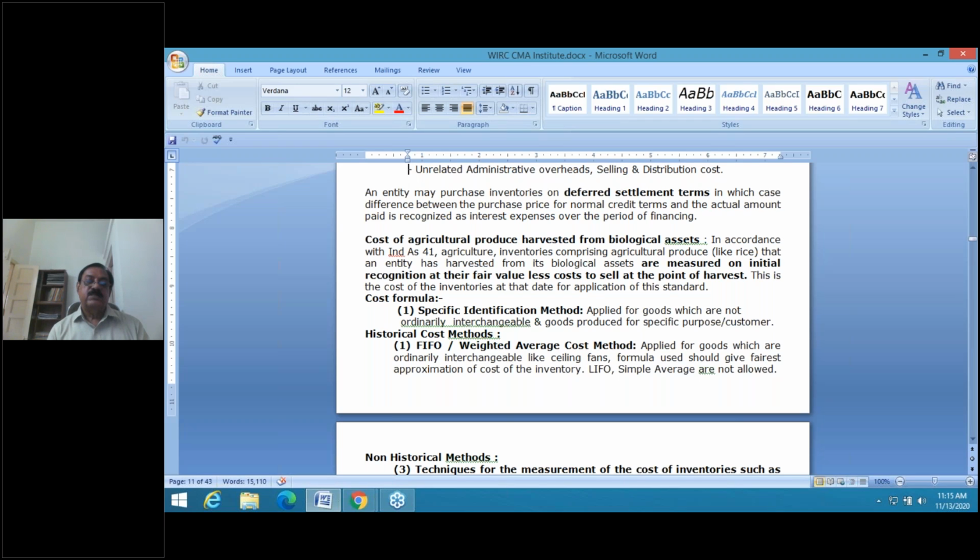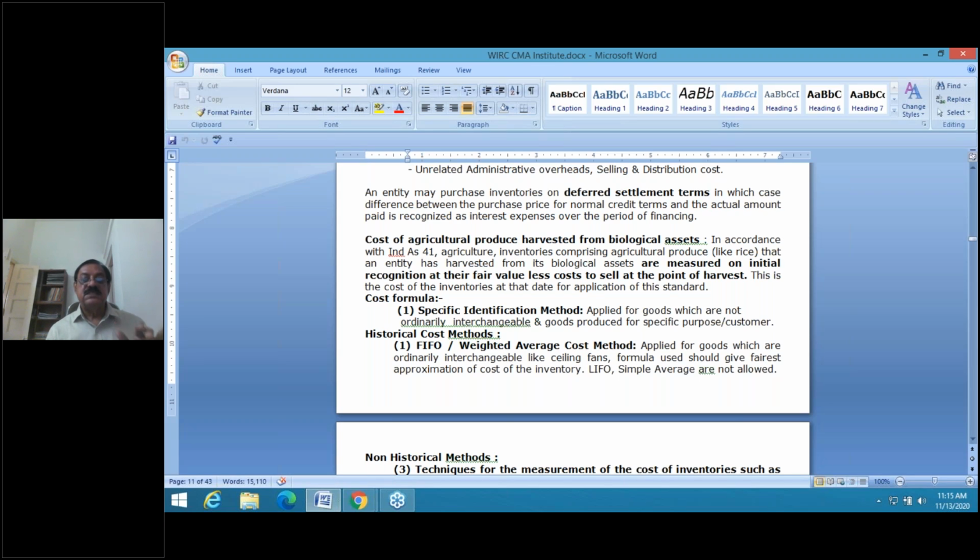Now, cost of agriculture produce harvested from biological assets. So we have seen they are to be shown as fair value less cost to sell, because cost cannot be determined. So the measurement part of this is not included under this, because its measurement is not at cost or NRV, whichever is lower. It is differently valued as per the industry's practice.